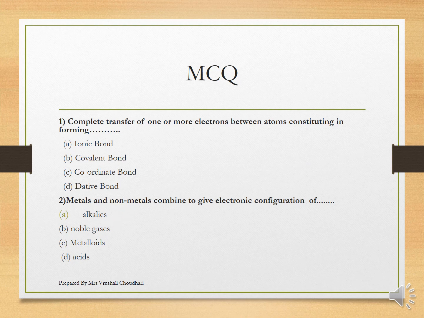Metals and non-metals combine to give the electronic configuration of noble gases. They always want to complete the octet, and they end up with a completely filled octet. Noble gases have a completely filled octet.